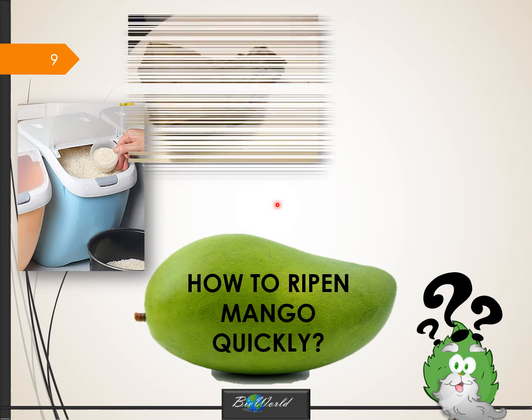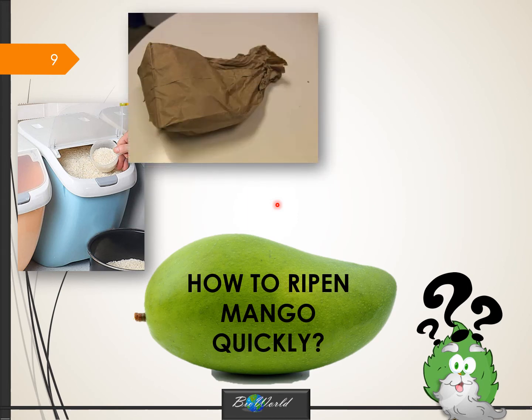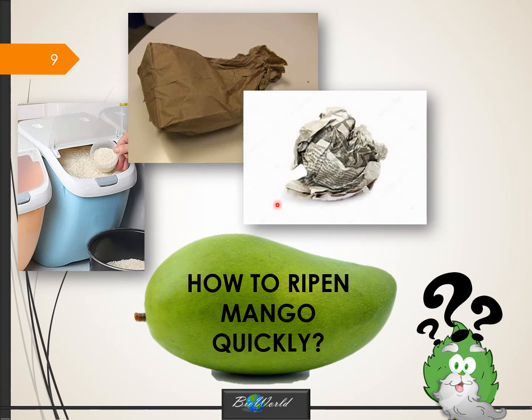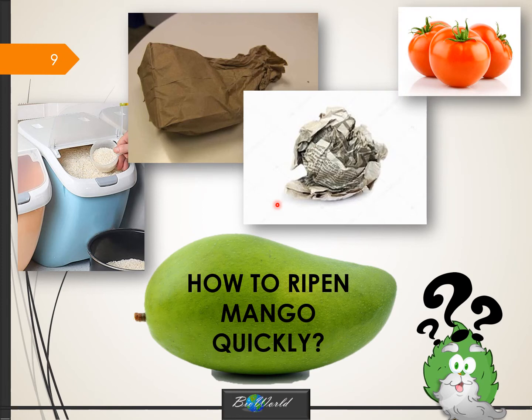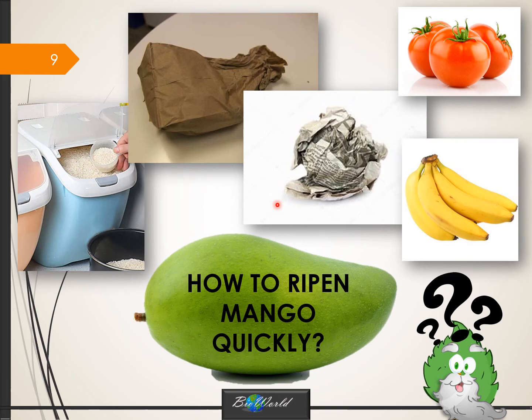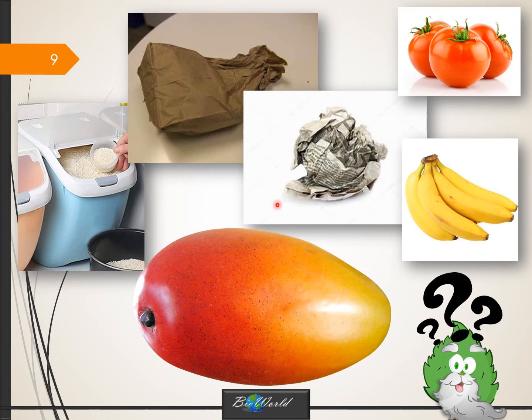You may just wrap it up in a paper bag and store it. Or if you have no paper bag, you will use the newspaper. Now, have you ever tried packing the mango together with a ripe tomato or placing the mango together with ripe bananas? All of the methods above will actually ripen the mango.